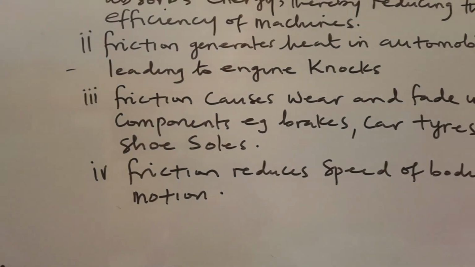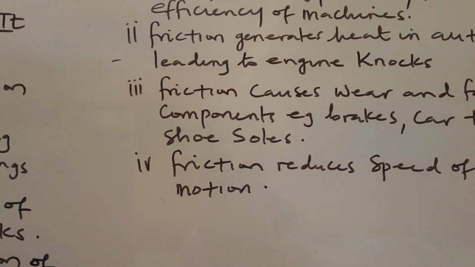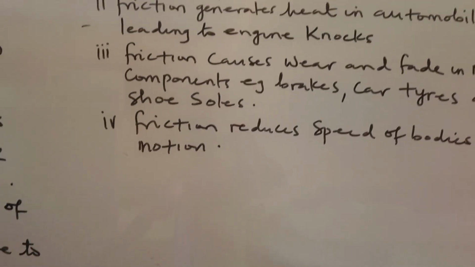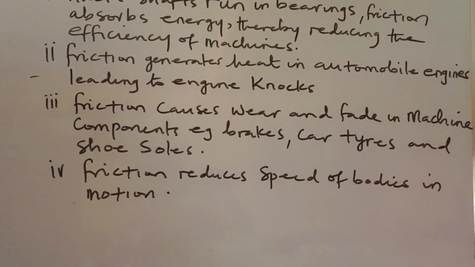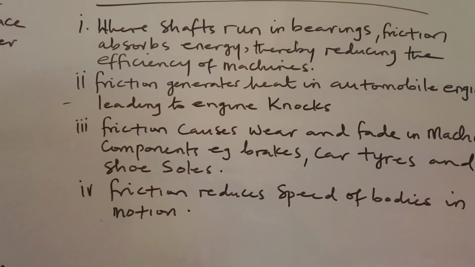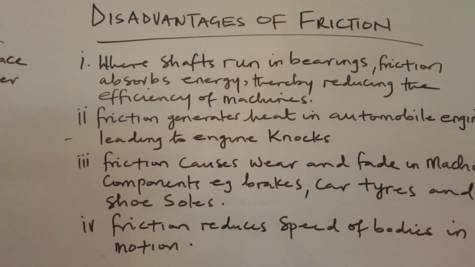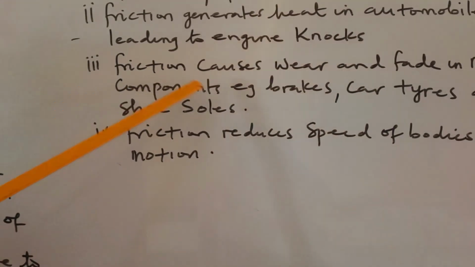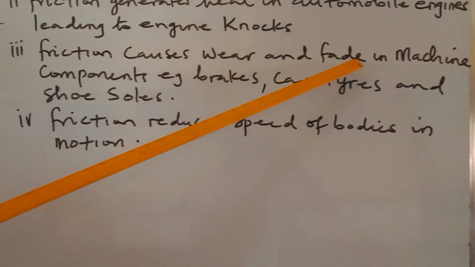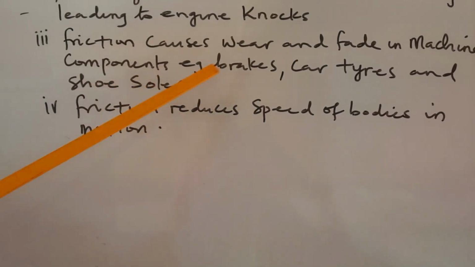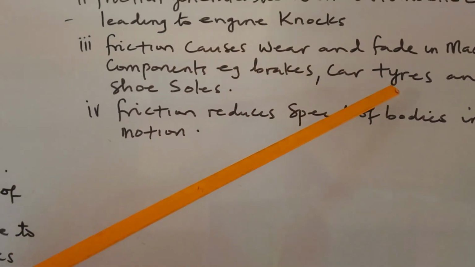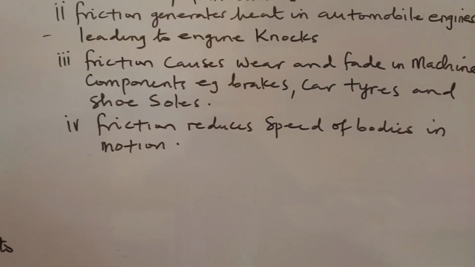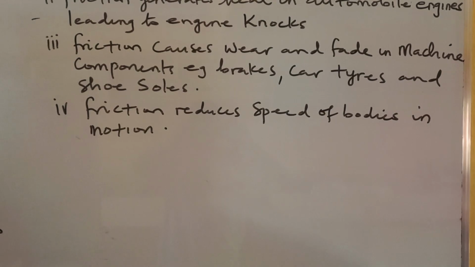Quite a high proportion of the kinetic energy of the moving car is used in doing work against friction at the brake drums, with the result that there is a considerable rise of temperature of the drums after heavy braking. Three, friction causes wear and tear in machine components, e.g. brakes, car tires, and shoe soles. Four, friction reduces the speed of bodies in motion.